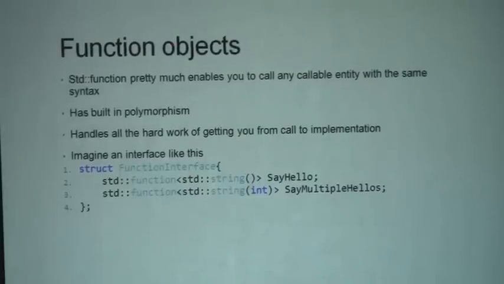Okay, so functions. So standard function basically enables you to call any callable entity with the same syntax. It's got built-in polymorphism, and it handles all the hard work from getting you from call to implementation. So imagine writing an interface like this: say hello, say multiples. Like I said, it would look a lot like JavaScript. But you could do it. You could have polymorphism, pass them around.